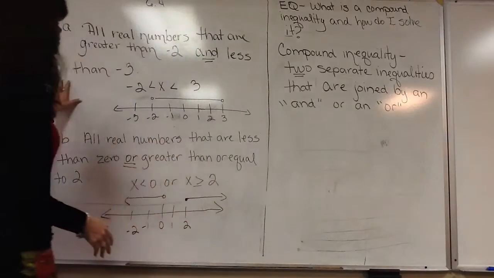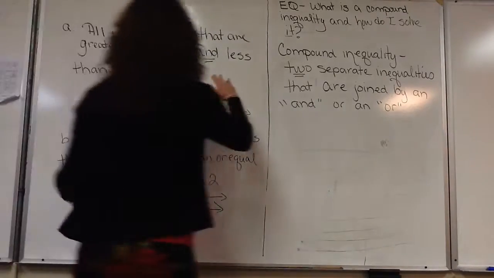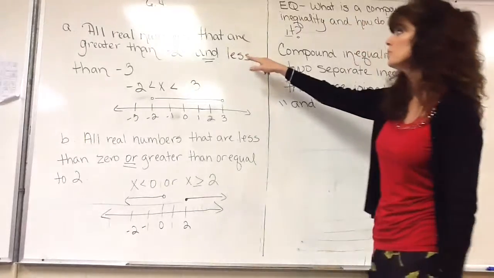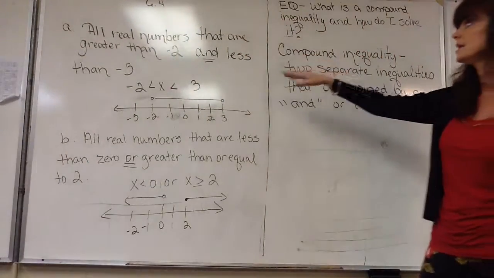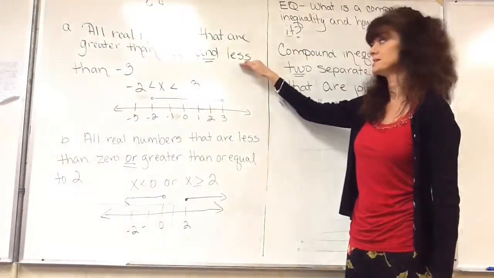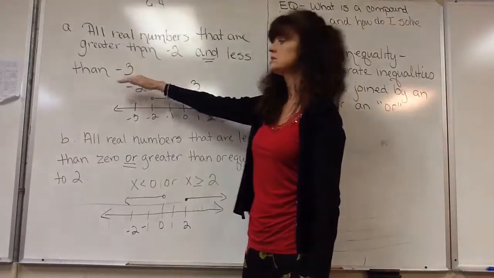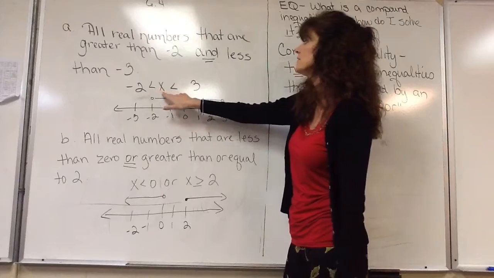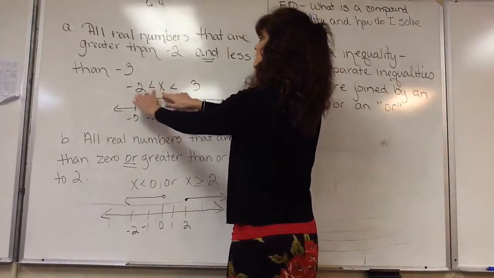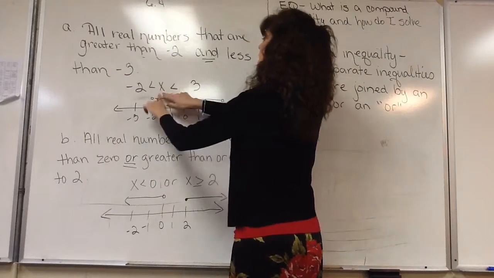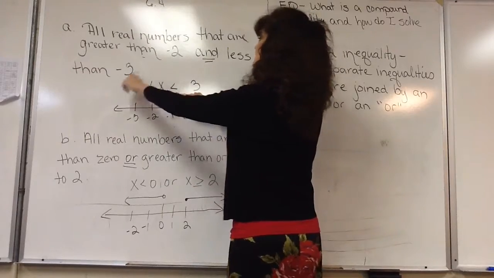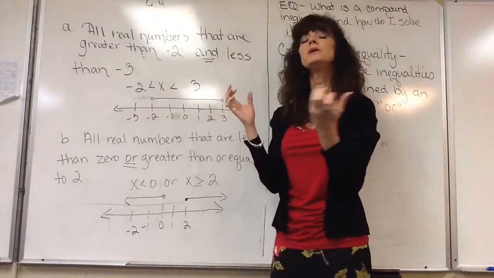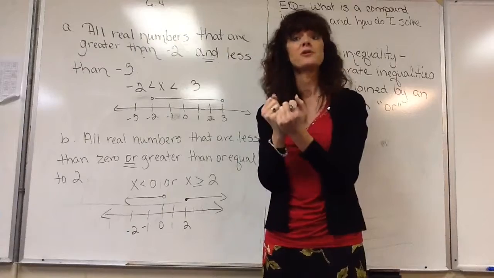Now, let's go ahead and look at our first example, letter A. Here it says all real numbers that are greater than -2 and less than -3. So, when we set this up, make a statement out of it, we're going to have x in the middle. Notice how x is greater than -2 and it is less than -3. Now, "and" means unity. It's brought together.